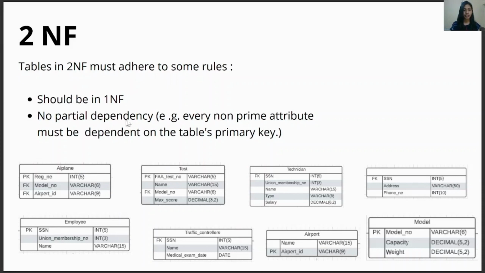Moving forward towards the second normal form, our table will be in the second normal form if it satisfies these two conditions. That is, it should be in the first normal form that we have done previously. Secondly, there shouldn't be any partial dependency. This condition occurs when we have composite keys, that is, more than one primary key. Non-prime attributes are the attributes that are not the primary keys. So every non-prime attribute must be dependent on the table's primary key. As in our relation, we have only one primary key and all the non-prime attributes depend on that primary key only. So our relation is already in the second normal form.